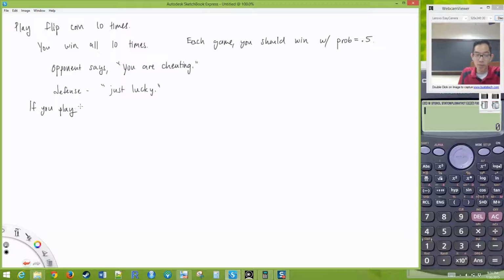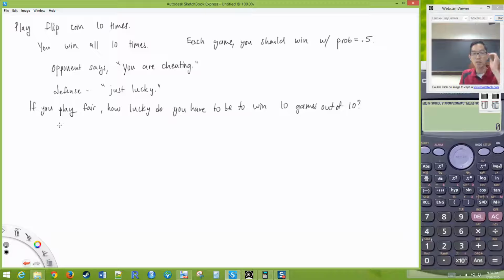Yeah, so we'll figure this out, right? If you play fair, how lucky do you have to be to win 10 games out of 10? Okay? This is essentially, we're asking, what is the p-value of this situation?